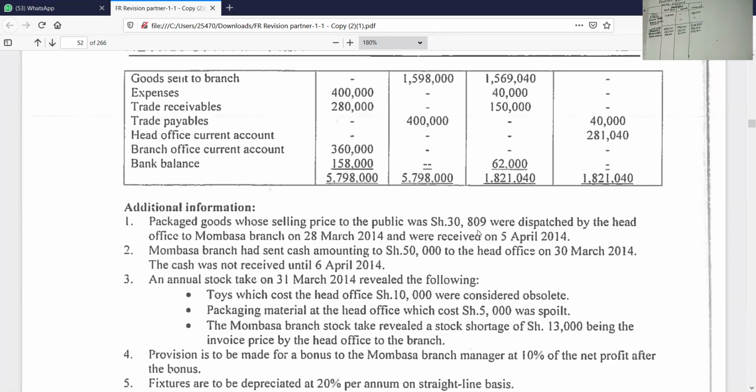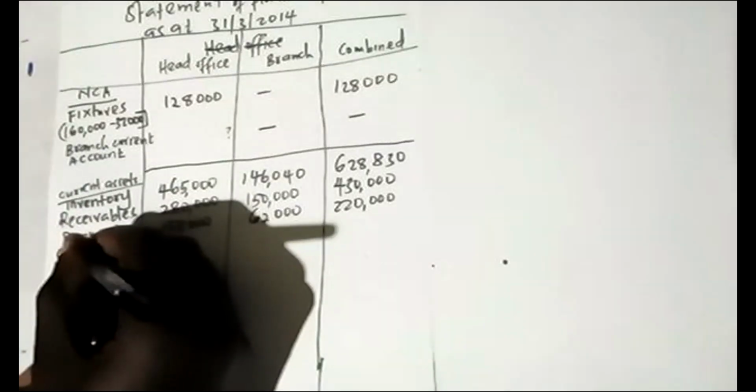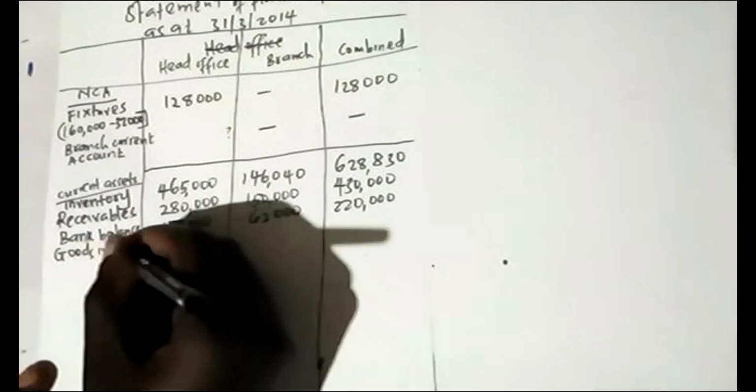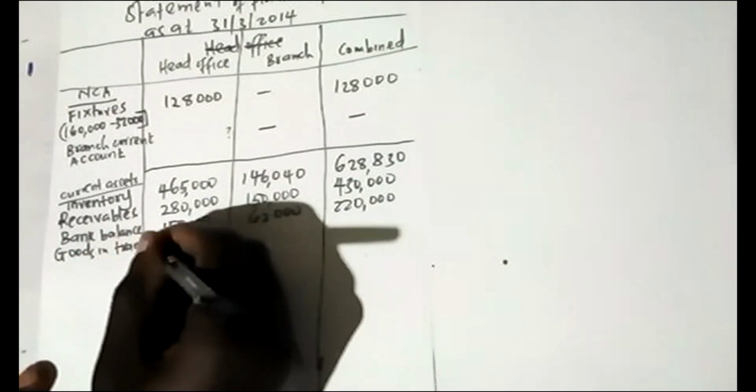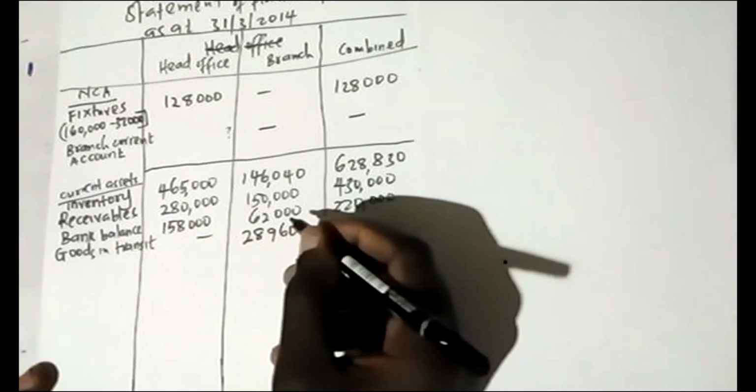So I have to record the 38,809 under the branch. But now I will not record at 3809 because this 3809 is the goods which were being sold to the public. And we know that 3809 is at 100%. So we have to convert it by taking 94% of that. So 100% is equals to 3809. What about 94%? So we got 28,960. We record under the branch. Goods in transit. So they were intended to be received by the branch, 28,960.